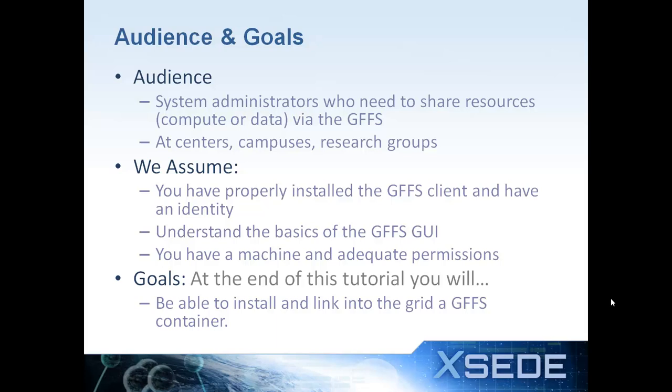We're also going to assume that you have a machine and adequate permissions on that machine. The details of the machine we're going to go into more in just a minute. By permissions, we mean you have permission to install software, and that you have the ability to make sure that the firewalls are open so that you can receive packets. At the end of the tutorial, you should be able to install a new container and link it into the grid as a grid resource that then can be used subject to access control.